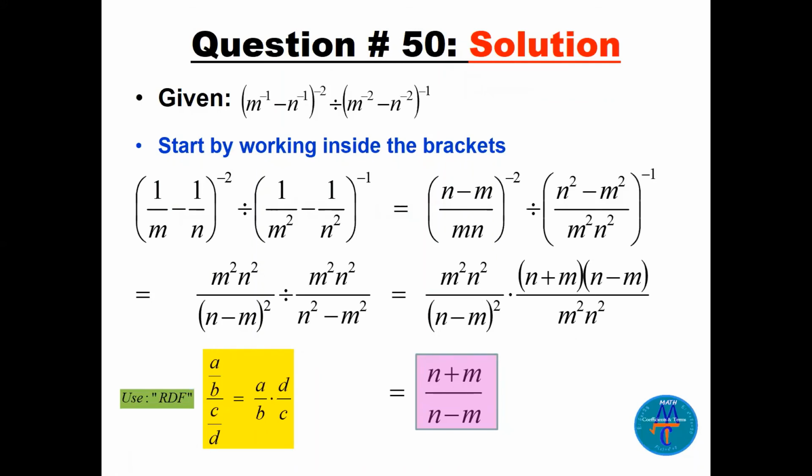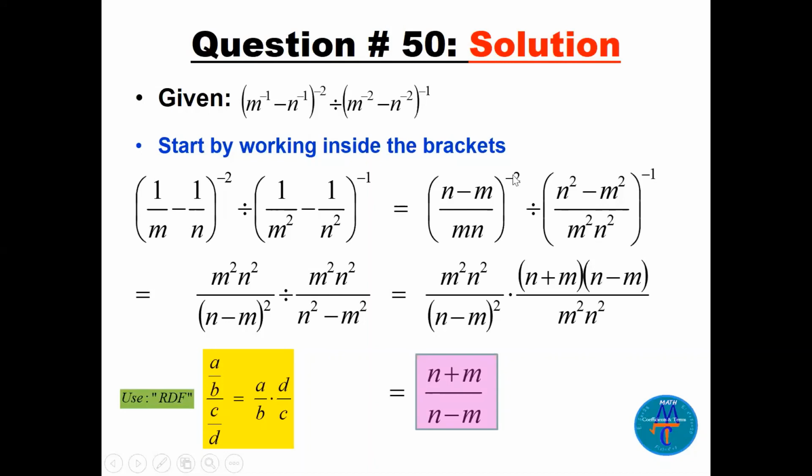So let's work inside now. Here we have to add the fractions, 1 over m minus 1 over n. So it will be n minus m over mn, all to the power minus 2. Leave it now. Leave this division also, until we make this one fraction and this one fraction, then we can multiply by the reciprocal. Now the second bracket will be n squared minus m squared over m squared n squared.